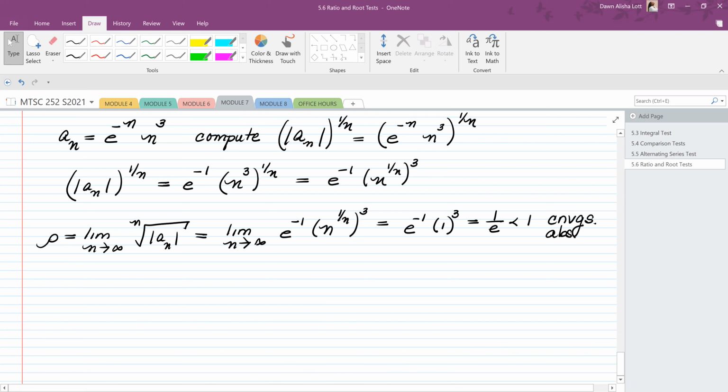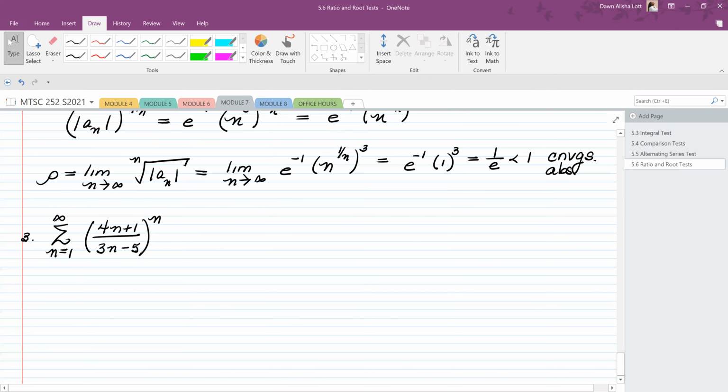All right, so let's look at this. Number 3, summation n equals 1 to infinity of 4n plus 3 divided by 3n minus 5, all raised to the nth power. Okay, so therefore an is 4n plus 1 divided by 3n minus 5, all raised to the nth power.